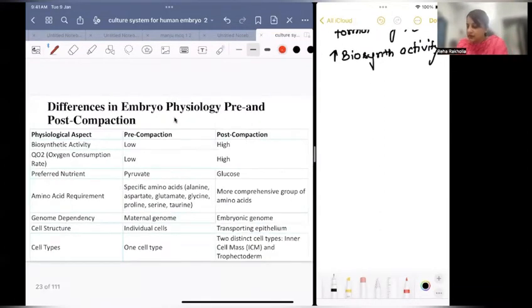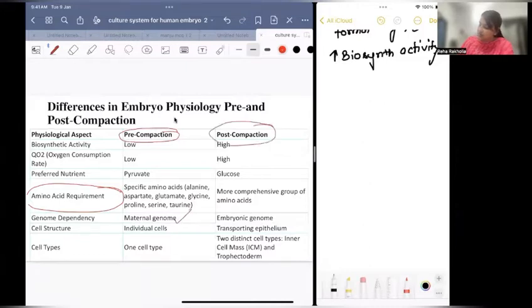As we have already seen, biosynthetic activity we have already discussed. I'll talk about the amino acid requirement in pre-compaction later. Genome dependency: pre-compaction is the maternal genome, post-compaction is the embryonic genome. Cell type: pre-compaction it is one cell type, post-compaction there are two distinct cell types, inner cell mass and trophectoderm.